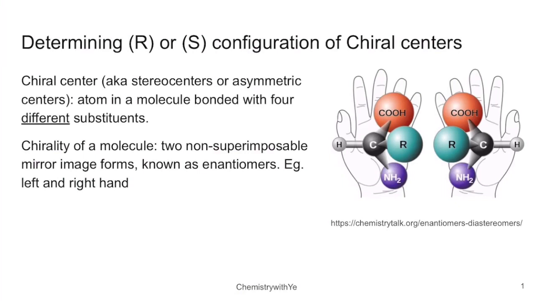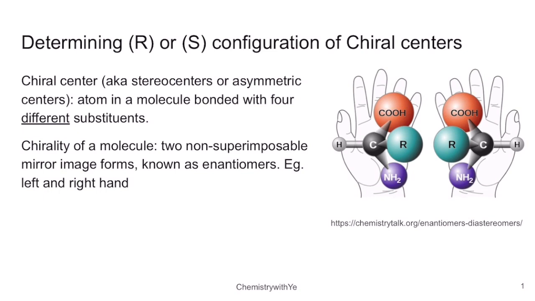Hi everyone, today we will be learning about how to determine if a chiral center has the R or S configuration. A chiral center is an atom bonded with 4 different substituents. The chirality of a molecule results in 2 non-superimposable mirror image forms, also known as enantiomers.